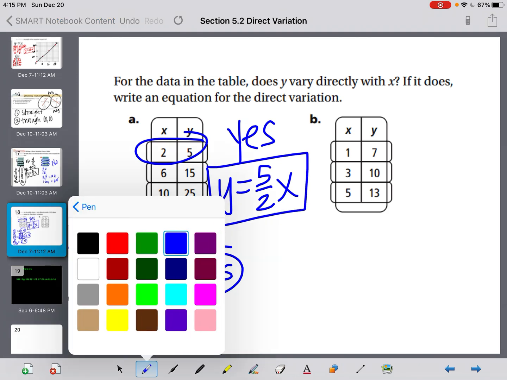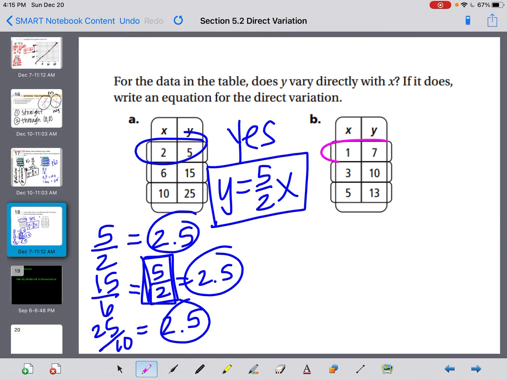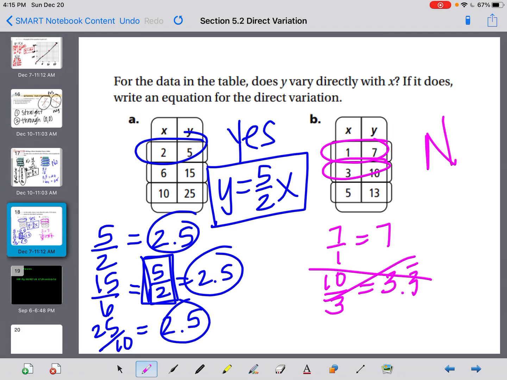Okay, and last but not least, we have 7 over 1, 10 over 3. But already I can see 7 over 1 is 7. 10 divided by 3 is 3.3 repeating. So these are already not the same. So this is not a direct variation.